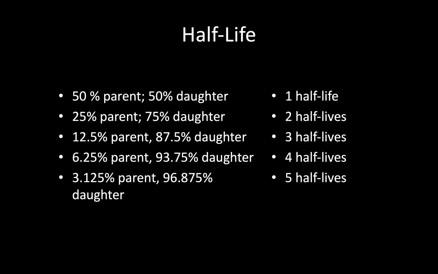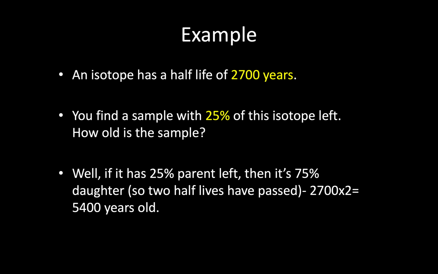If we have 50% parent, one half-life has passed. So 100 to 50, we've done that equation once. If we go from 100 down to 50, down to 25, that's 2 half-lives. 3 half-lives would be to divide that 25 into 12.5. As you can see, this continues down and down and down.